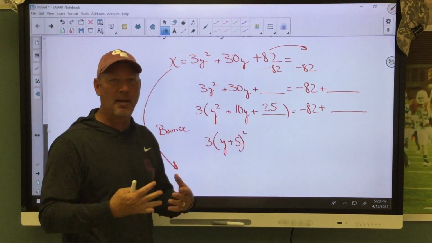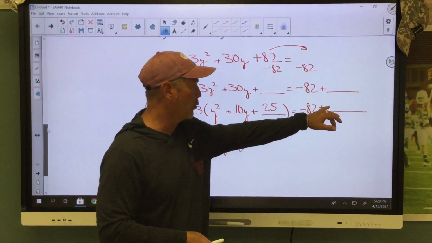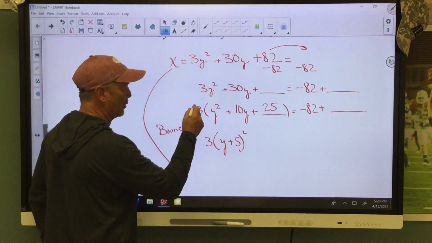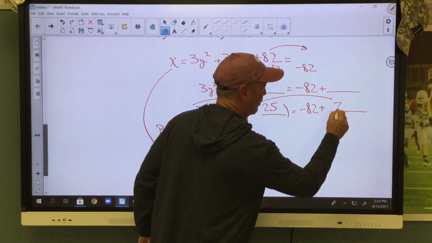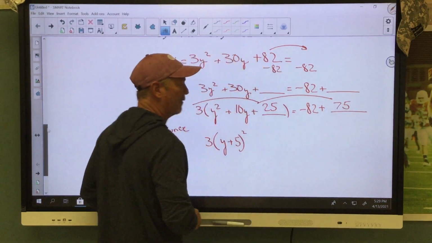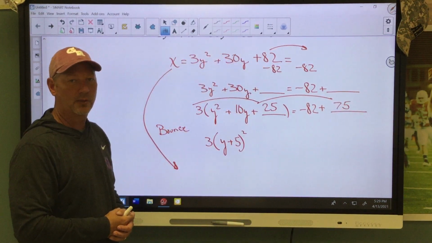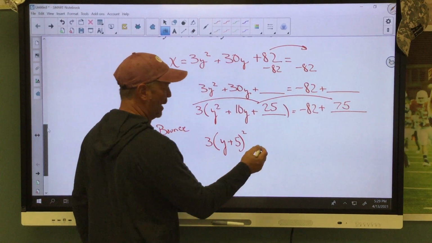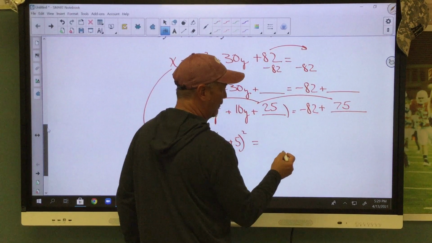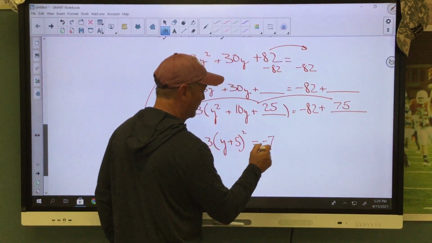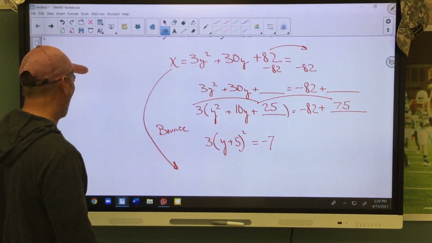But here comes that bounce thing. All right, don't write the 25 over here. You have to remember to bounce the 3 into the 25. We have to multiply them together and get 75. Okay? Now we do some math. And we say negative 82 plus 75 is a negative 7. We are almost done.